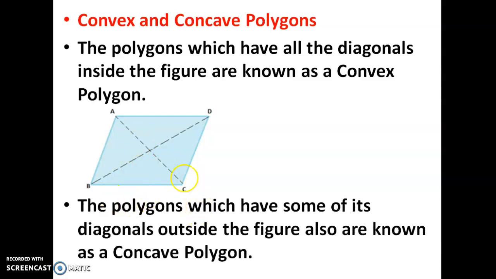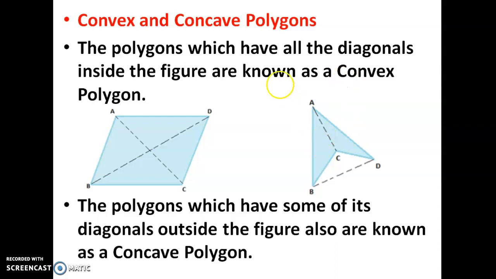The polygon which has some of its diagonals outside the figure is known as a concave polygon. So see this picture. Here you can draw two diagonals. This is one vertex, this is one vertex, this is one vertex, this is one vertex. Here also you have four sides, 1, 2, 3 and 4. This is also a quadrilateral, a four-sided figure. So this is also a polygon.